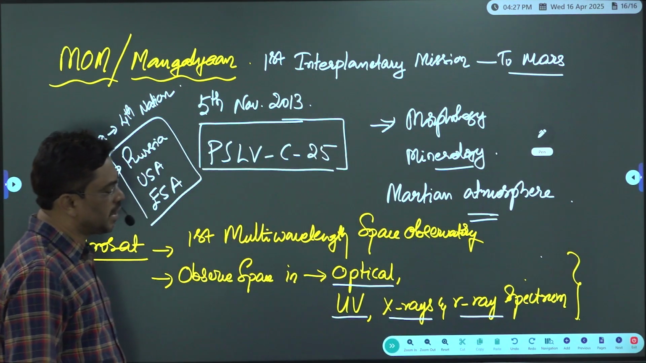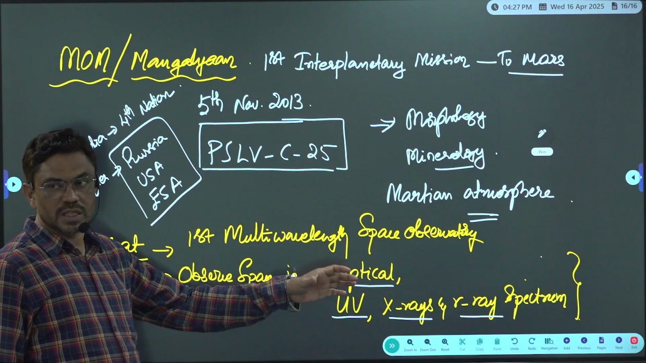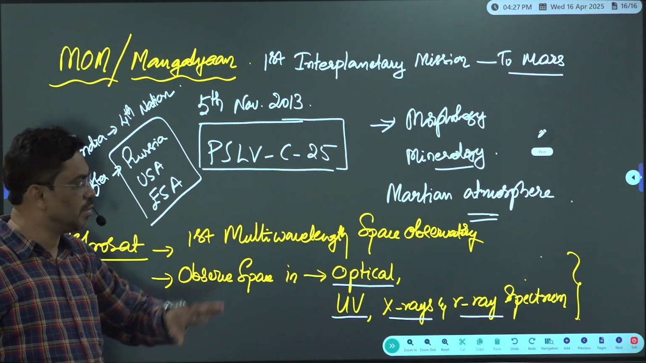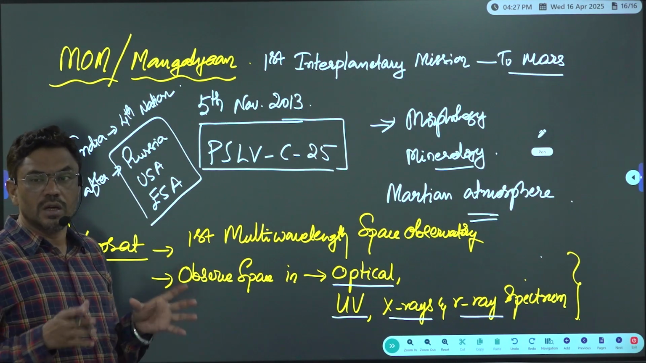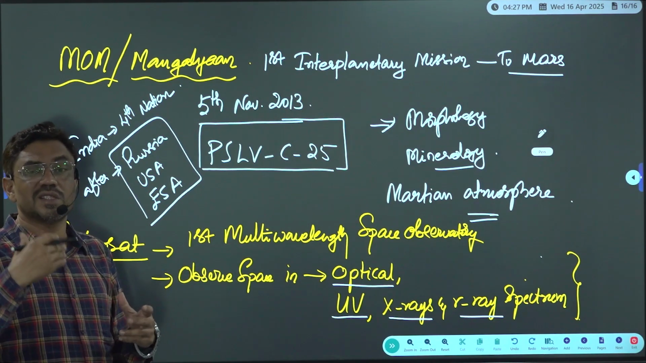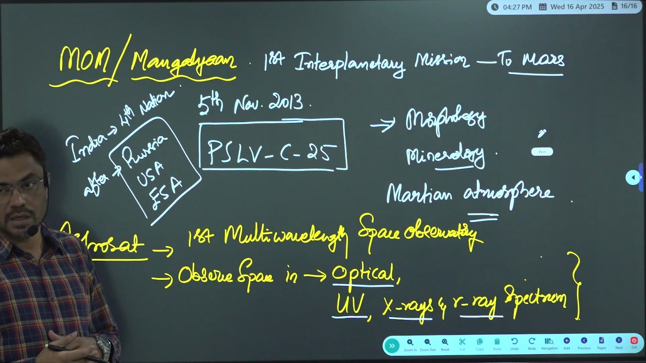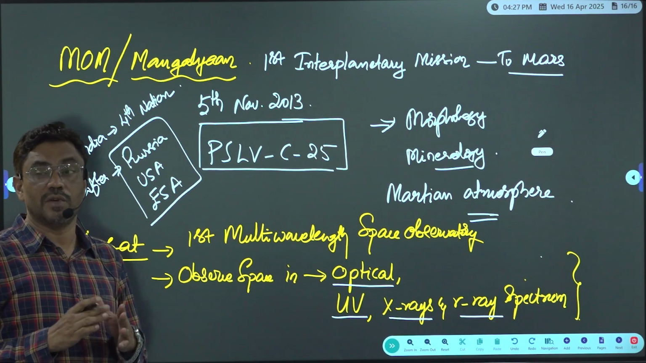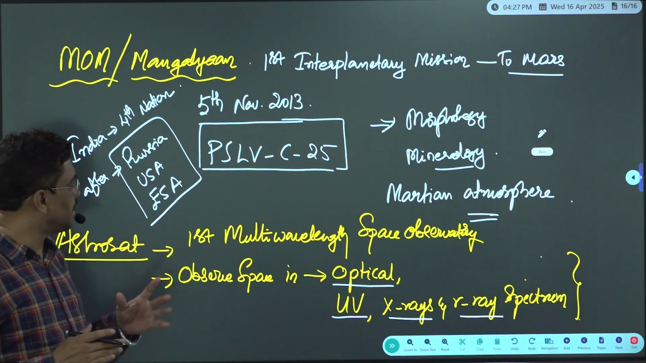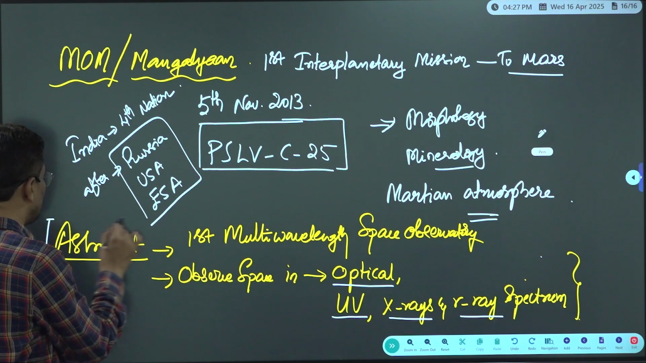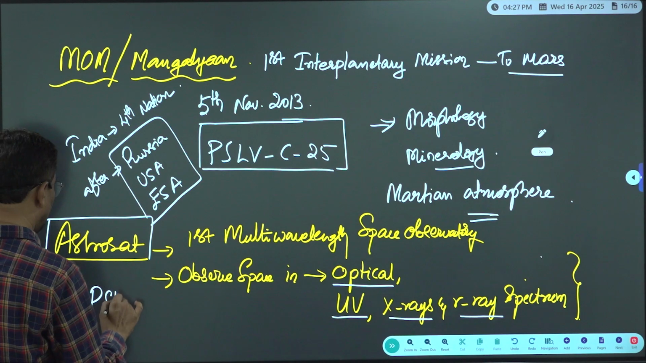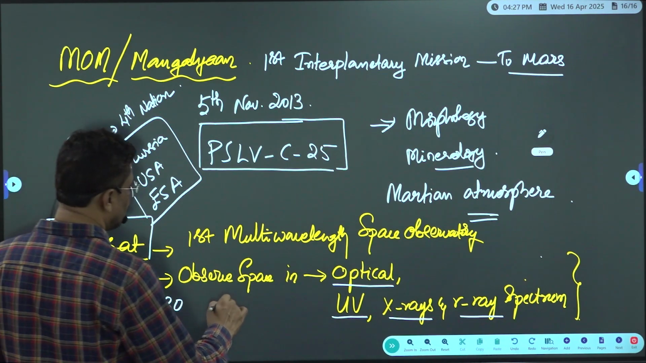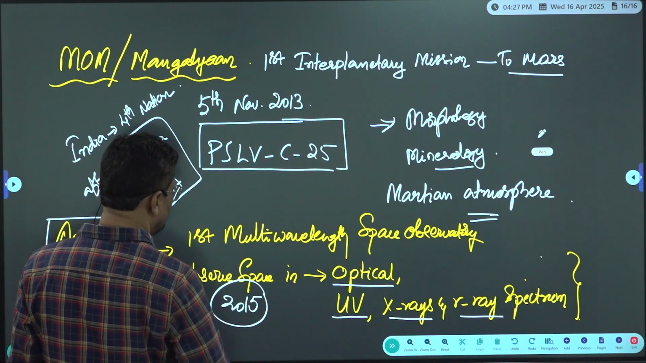It utilizes multi-wavelengths like optical wavelength, ultraviolet radiations, X-ray radiations and gamma ray radiations to observe the various processes occurring in the universe, like binary star formation, neutron stars, formation of black holes. All these activities can be observed with the help of AstroSat. It was launched by using PSLV C-30 in the year 2015 from Satish Dhawan Space Center.